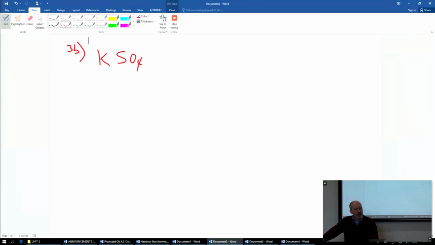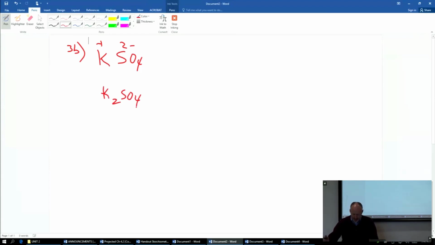Column 1, +1. Okay, sulfate, polyatomic ions, -2. As written, it's not balanced. I have to interchange charges and subscripts. So that's going to give me K2SO4.